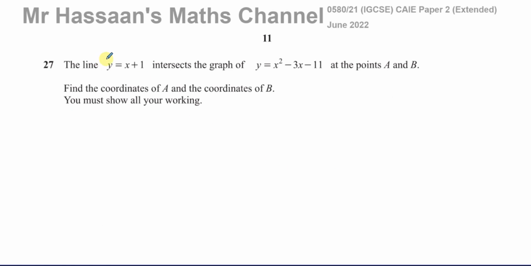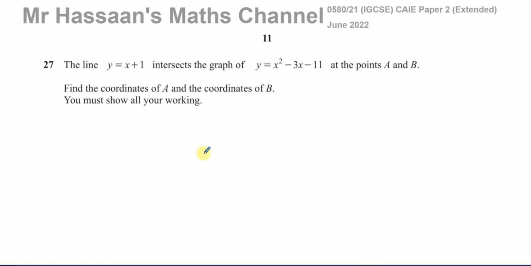This is all about simultaneous equations where one of them is linear, the other one is quadratic. Again, one of these new items in the syllabus which was introduced in 2020. So here we have a linear equation and a quadratic equation, and they told us that they intersect at 2 points A and B. We need to find the coordinates of A and the coordinates of B, showing all our working.